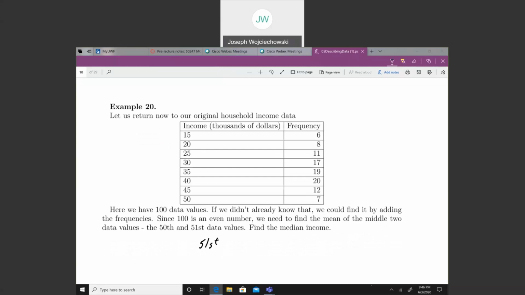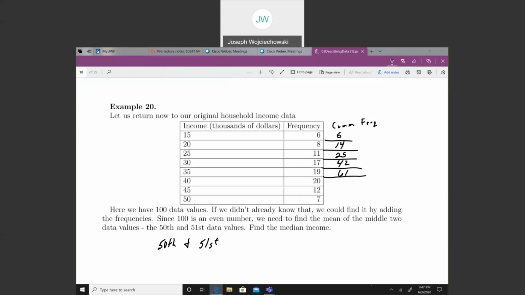Let's find the 50th and 51st value. So what we can do is something called a cumulative frequency. Essentially, we're adding up the totals of the frequencies. So far I've got my first 6 data points. I have 8 more here, so to this point there's 14. I have 11 more here, so at this point there's 25. I have 17 here, so at this point I have 42. And I have 19, so that gives me 61.